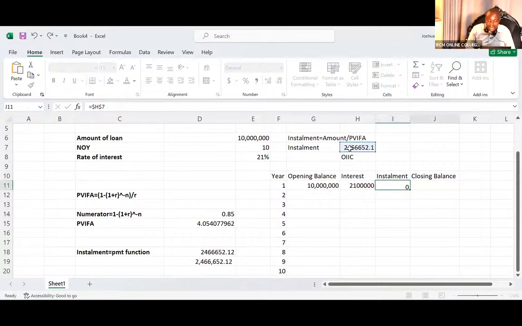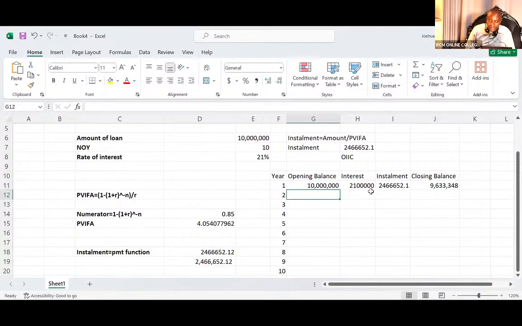So the gentlemen, from there, I go to the next equals. I'll pick here closing balance. I'm taking the opening balance. I say plus the rate of interest here. I say minus this installment there. And then I say enter. So here I am. So opening balance for year 2 will always be the closing balance of year 1.